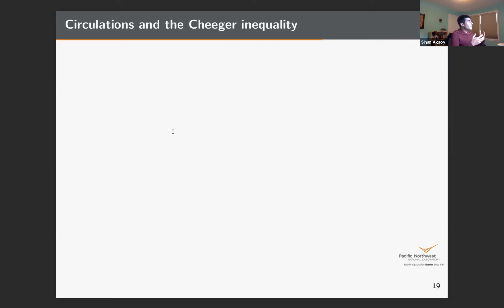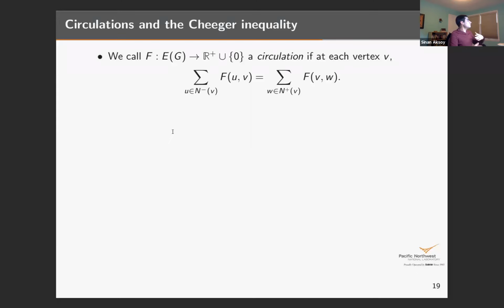But now that we're dealing with directed graphs, we don't have a clear notion of volume. In the undirected case, we could take volume to be the sum of all the degrees of the vertices in a set. But now we have in-degree and out-degree, and so we need some way of explaining what we mean by the volume of a set. To that end, we're going to define what's called a circulation function.